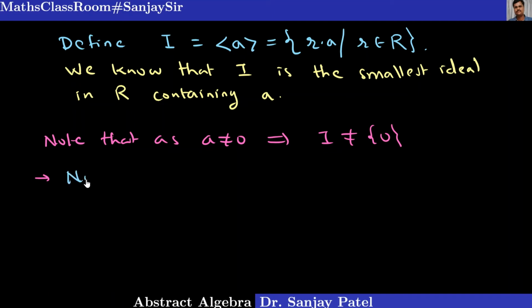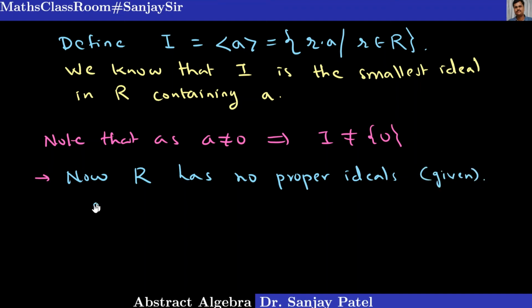So now, R has no proper ideals. That is given to us. Therefore, this I, which is an ideal in the ring, is either equal to 0 or I is equal to the whole ring R.